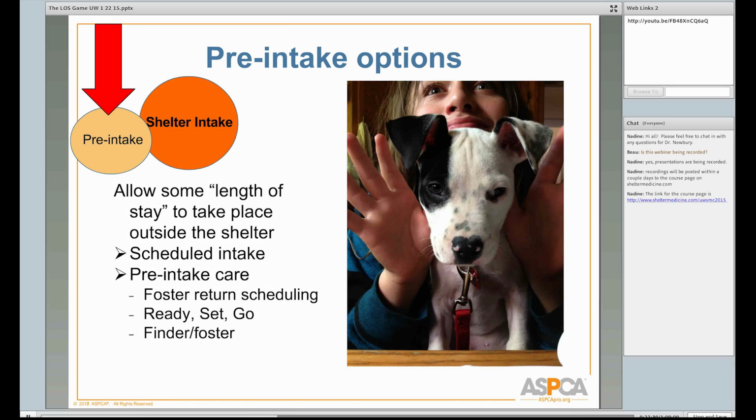This is another example of this little puppy. If this little puppy has to grow up in an animal shelter, that's not going to be the best thing for that puppy, and it's not going to be the best thing for the shelter. So anything we can do to remove length of stay days for any individual animal is usually better for that individual animal, and also better for all the other animals in the entire population of the shelter.